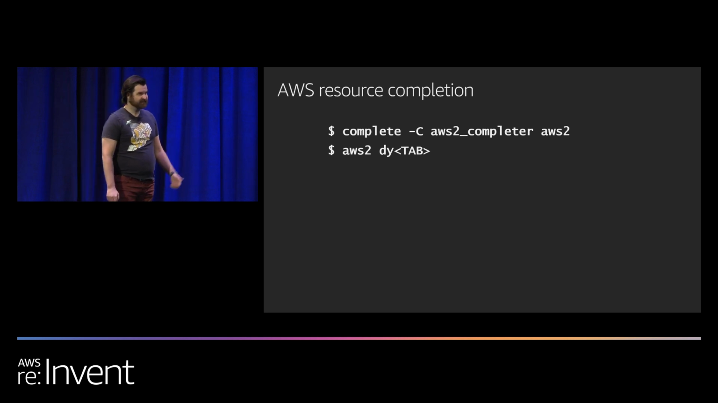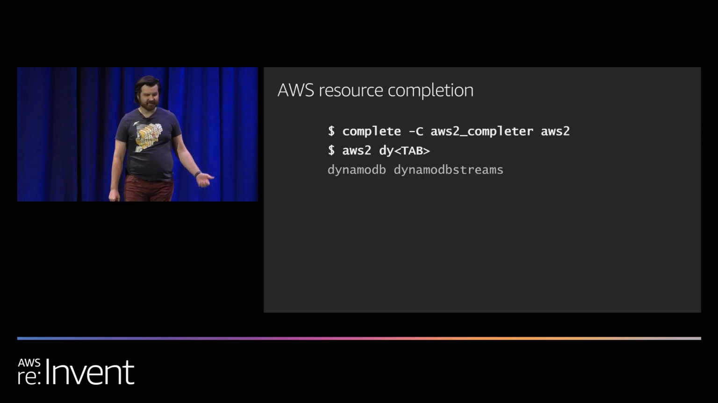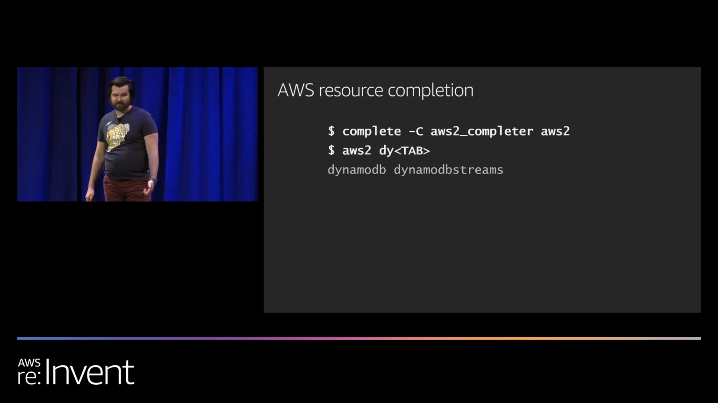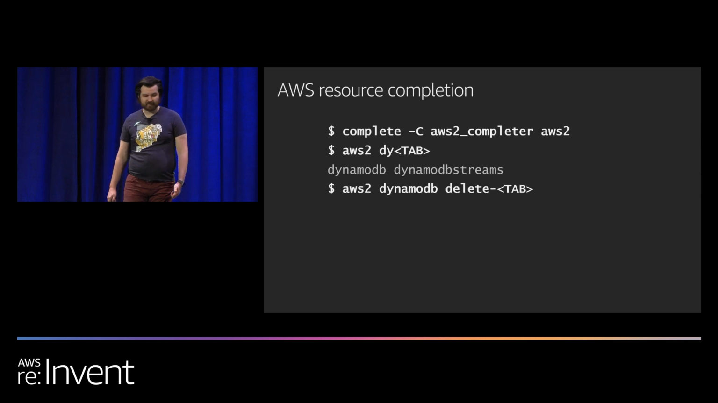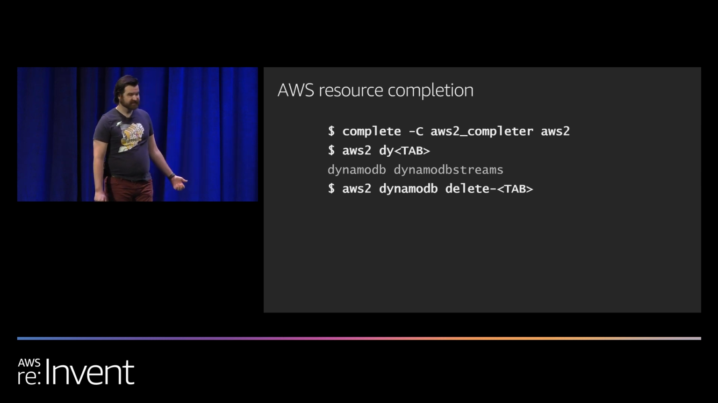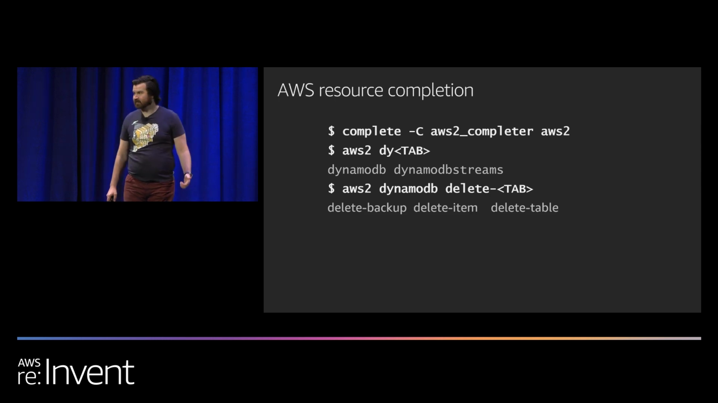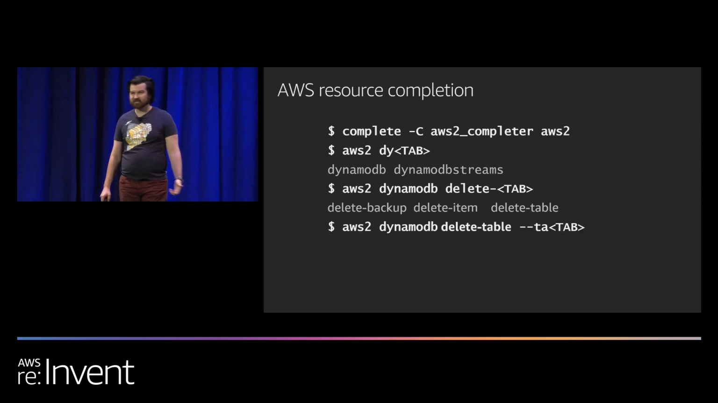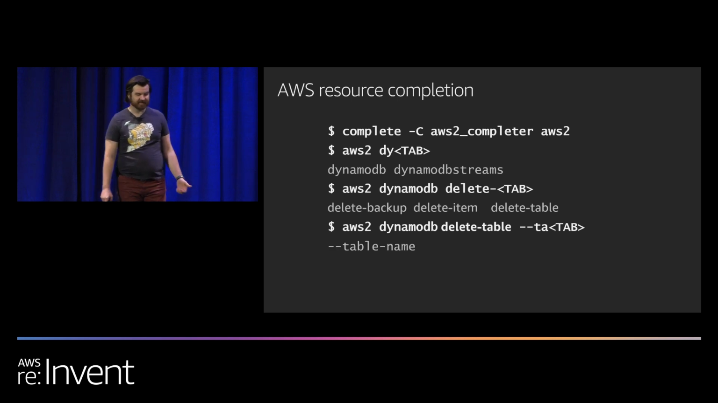So now once I have the autocompleter set up, I can go ahead and start auto-completing commands. So if I type dy for the service command here and hit tab, I'll get autocomplete suggesting DynamoDB and DynamoDB streams as potential service commands to use. There's also auto-completion for operation commands. So now if I type delete and hit tab, it'll return all the DynamoDB operation commands that start with delete. So delete backup, delete item, and delete table. We also get parameter completions. So if you hit tab here, it will autocomplete the table name.